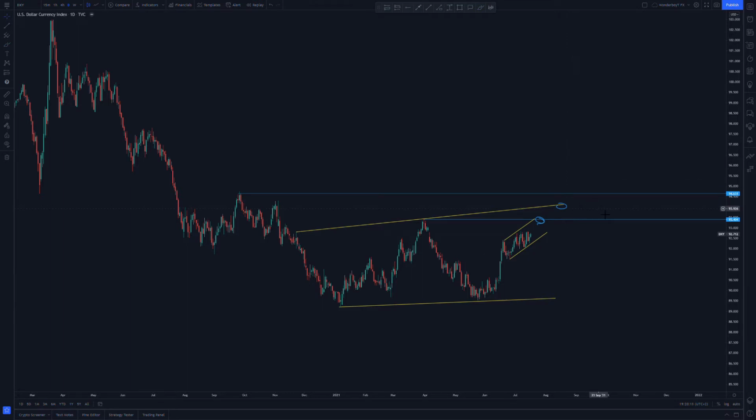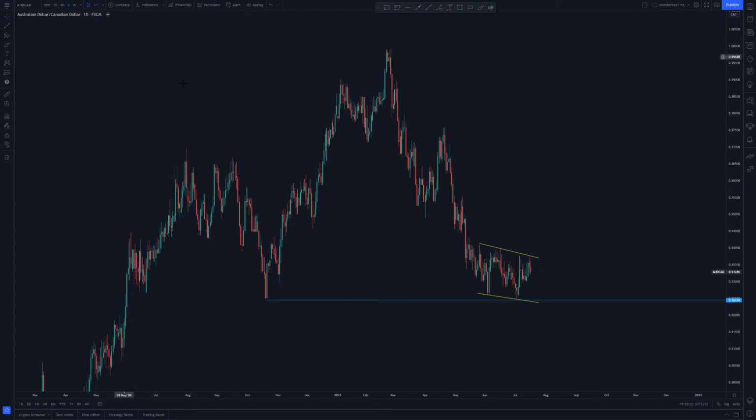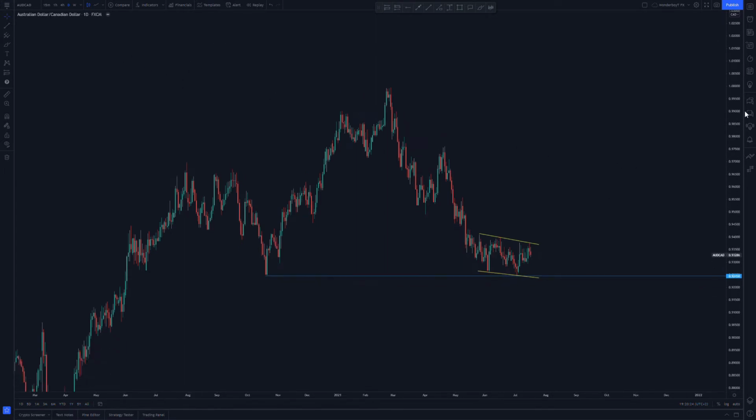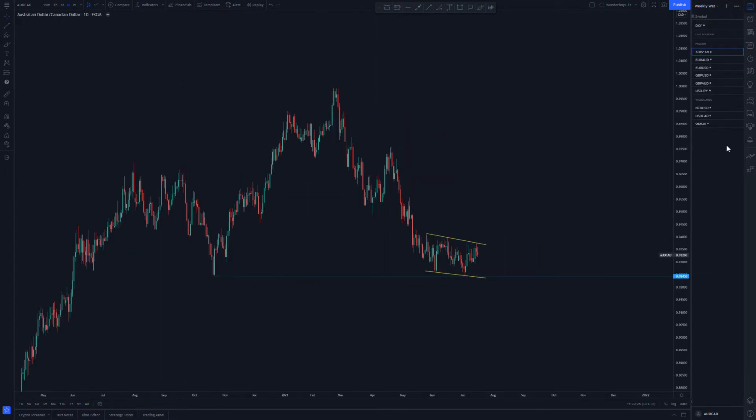So I'll start off with the Australian dollar vs Canadian dollar. As you can see, this is my watch list for them. I'm just going to break down each pair to share what I'll be looking for in the coming week. I'm going to start off with this one, Australian dollar vs Canadian dollar.